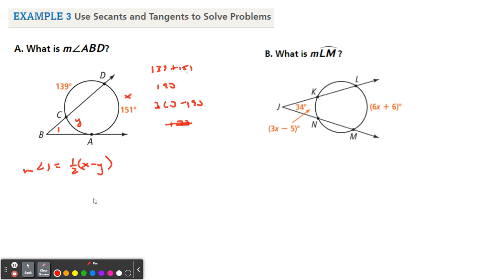I'm sorry, 139 and 151 is 290. Sorry, that didn't make sense, right? And then if we subtract 290 from 360, that is 70. Oof, my fault. So that's 70 degrees.